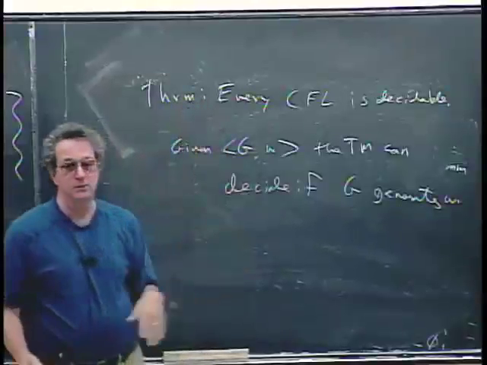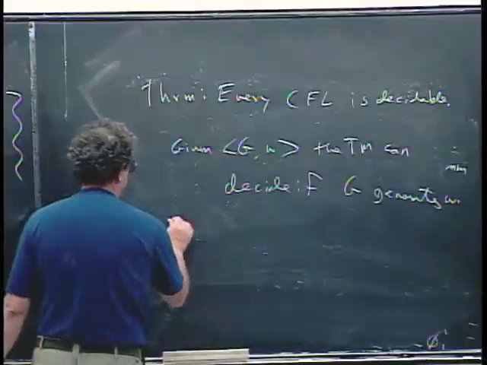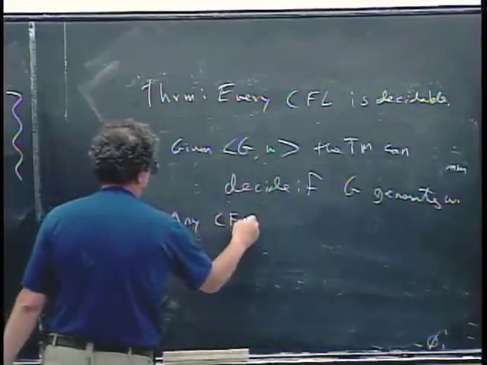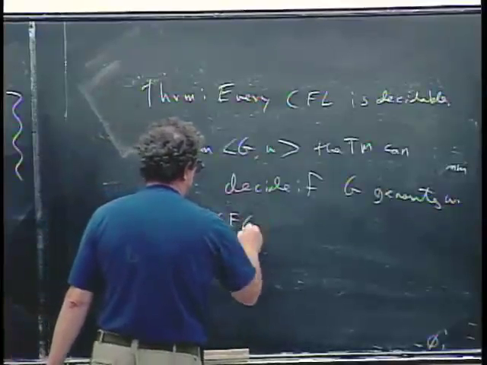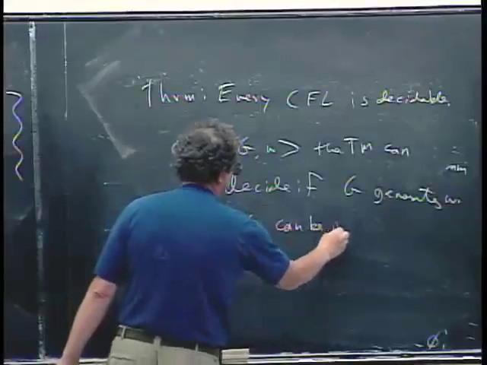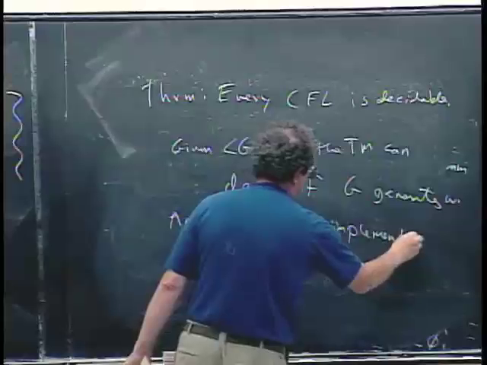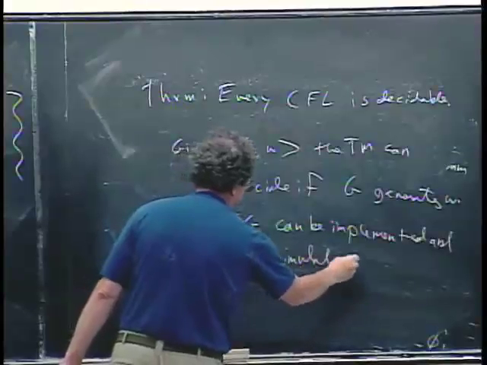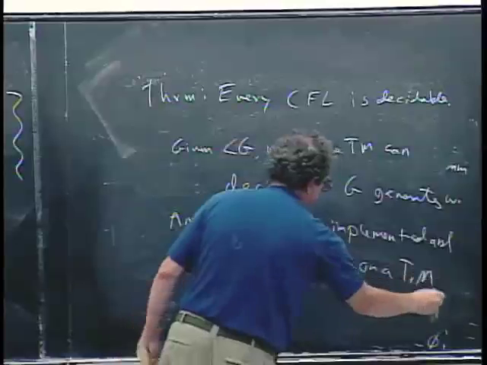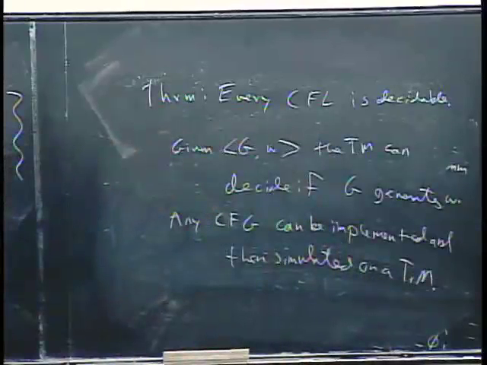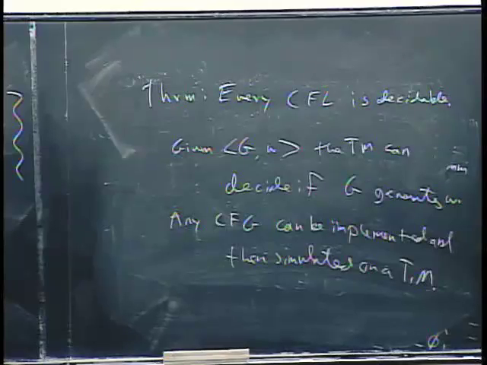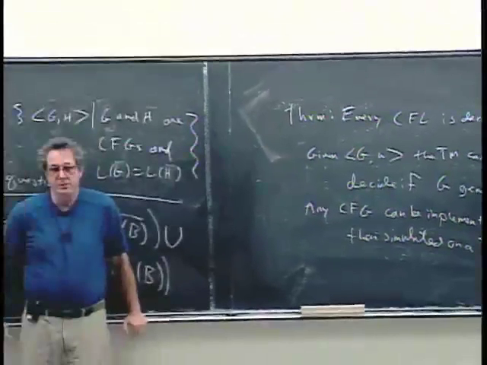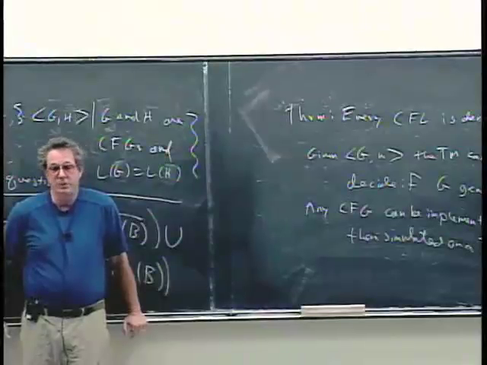And so basically, what this is saying is that any context-free grammar or any context-free language can be implemented and then simulated on a Turing machine. So actually today, although I started out by saying we're going to get to things that Turing machines can't do, and interpret that as problems that can't be solved by an algorithm, what we've actually looked at today are problems that can be solved by a Turing machine, languages that can be decided by a Turing machine.